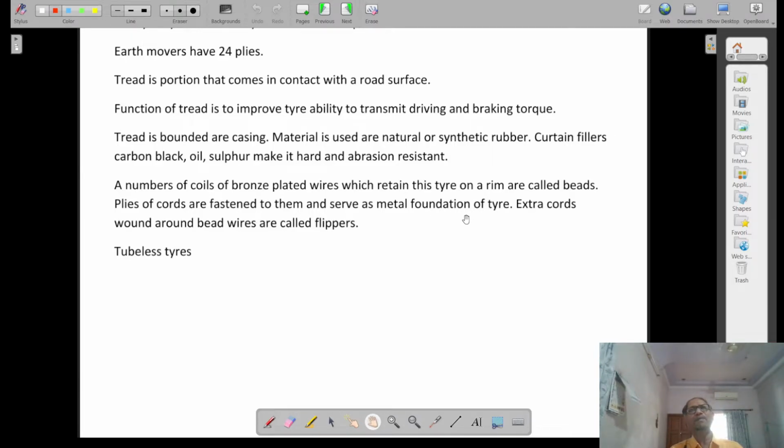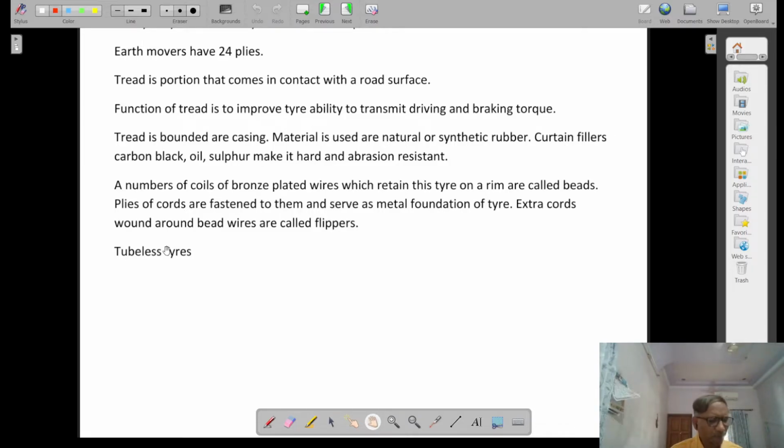See, the tire itself acts as a composite material. It has rubber, nylon impregnated rubber, and certain filler materials, the carbon black and the sulfur, to make it harder and abrasion resistant. In addition, we have coils of bronze plated wires. If you burn the tire, the remains after burning are these bronze plated wires. If we add additional cords around the bead wire, they are called flippers.